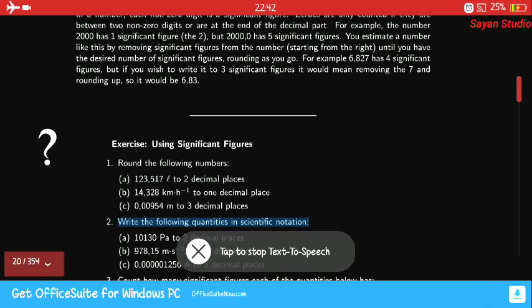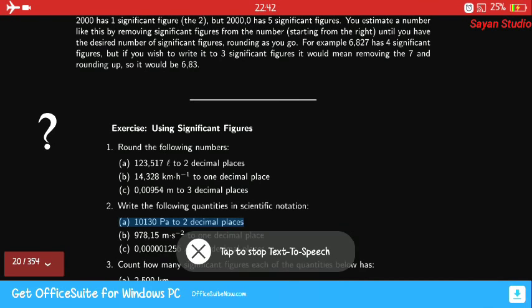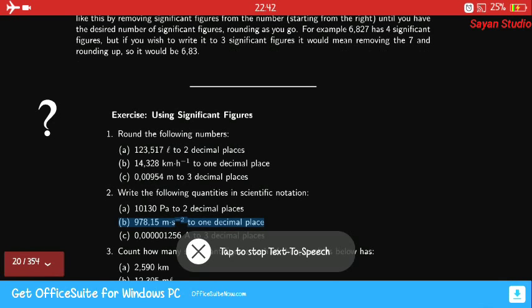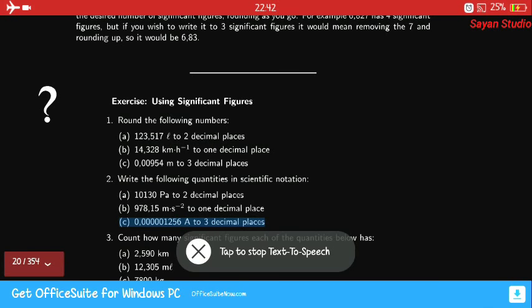2. Write the following quantities in scientific notation. A. 10,130 pascals to 2 decimal places. B. 978.15 m·s^-2 to 1 decimal place. C. 0.0012568 to 3 decimal places.